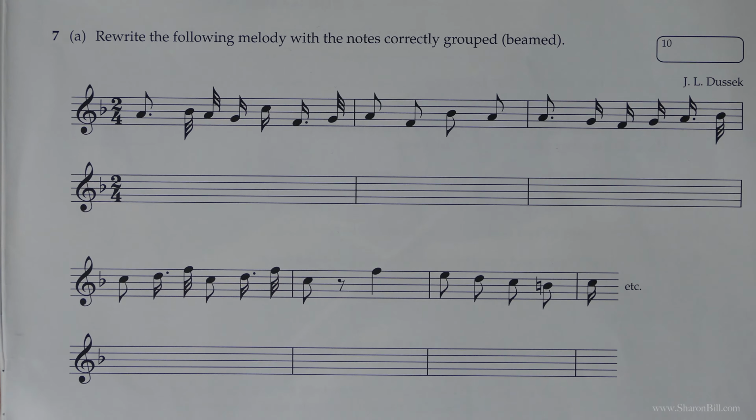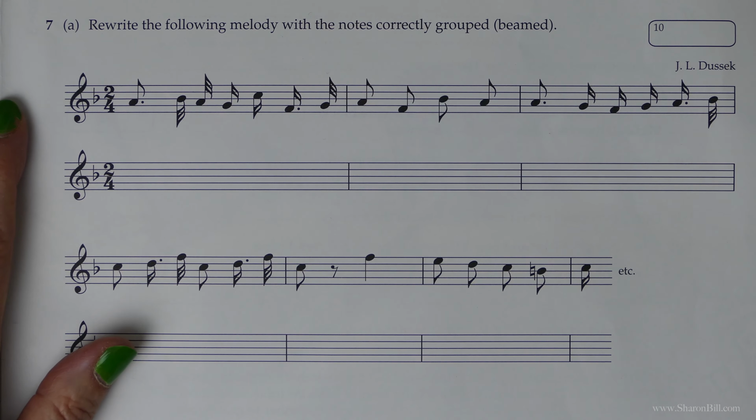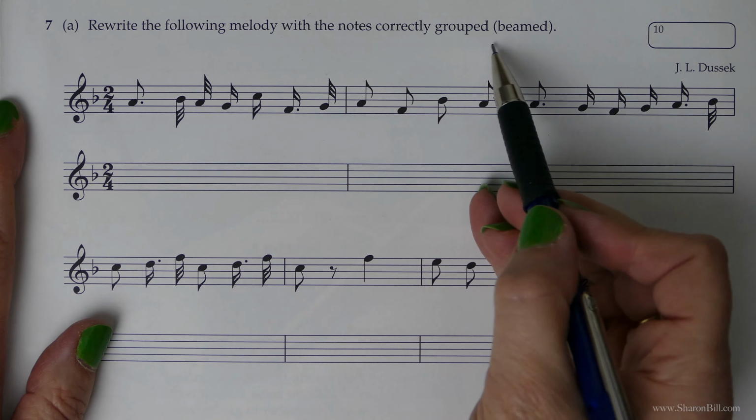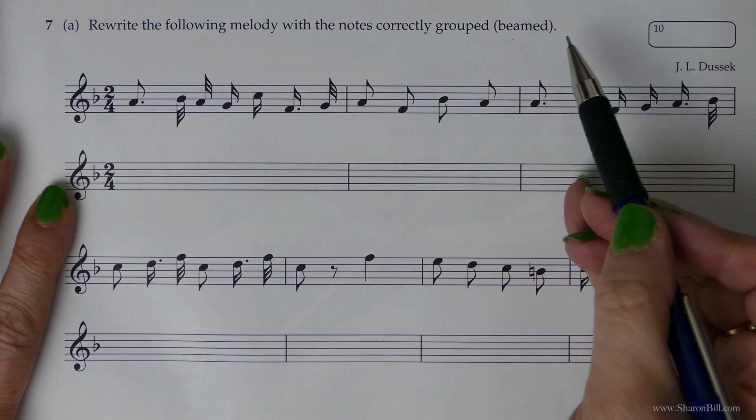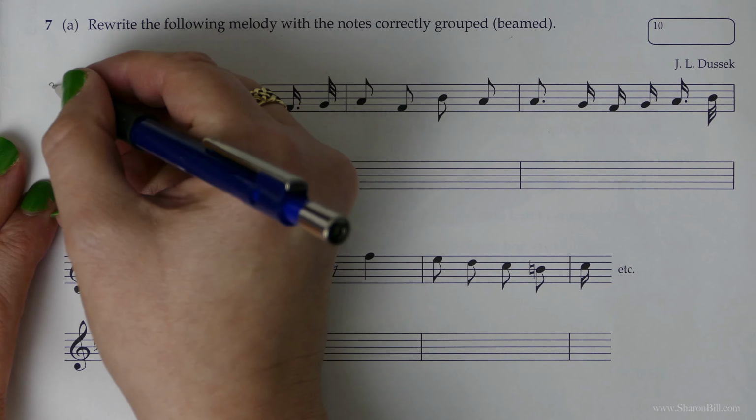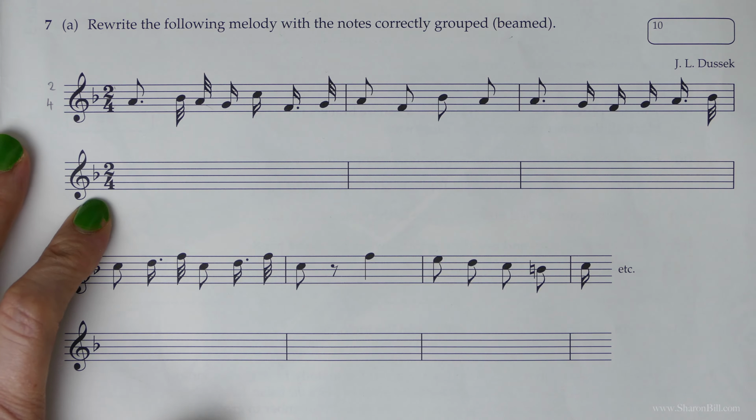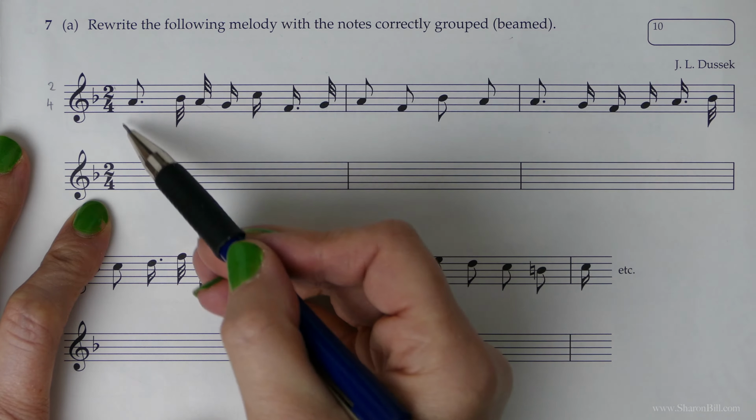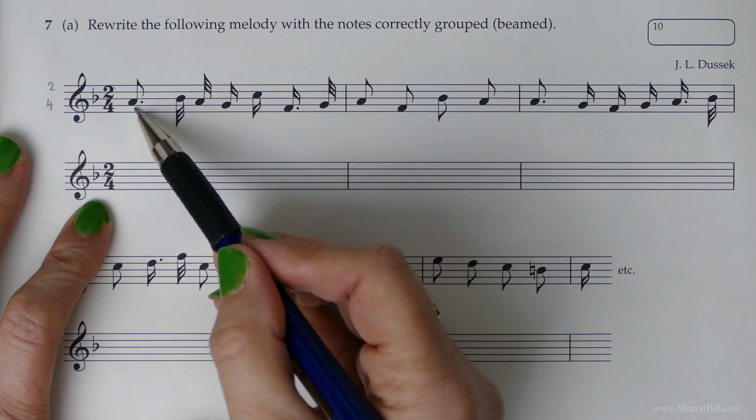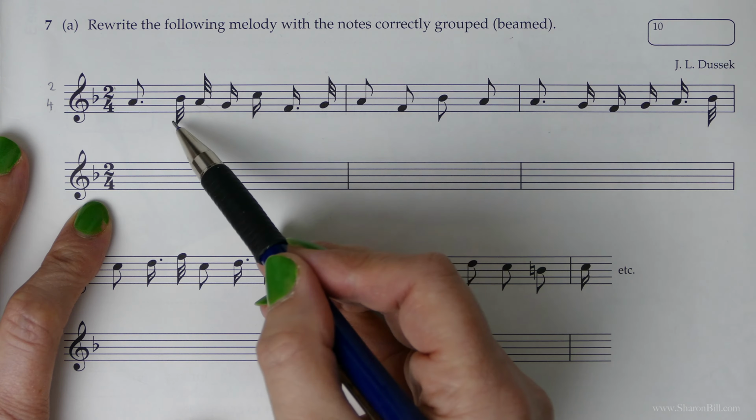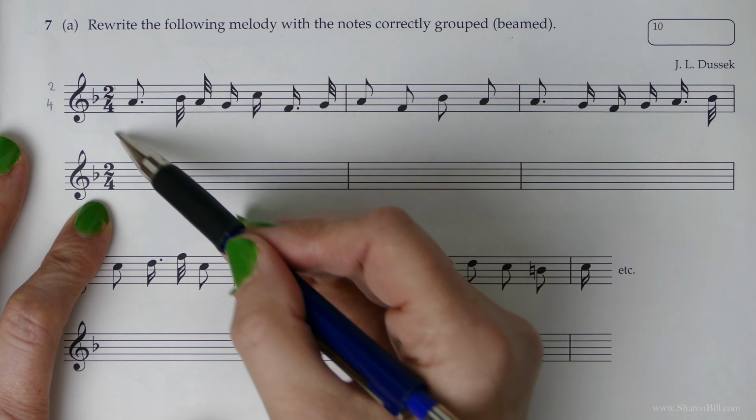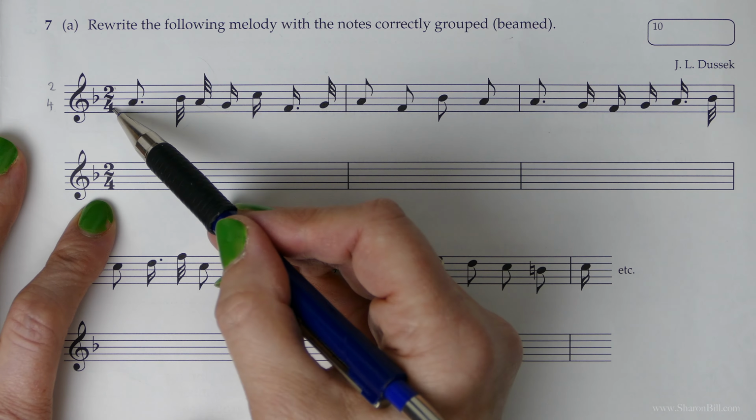Let's have a look at question 7. Now question 7 asks us to rewrite the following melody with the notes correctly grouped or beamed. And so we need to bear in mind what the key signature is. So we're in 2 crotchet beats per bar. And we need to group these notes, we need to beam them to show where each crotchet beat falls. When we've got a mixture of semiquavers, demi-semiquavers and so on, we need to always show where the crotchet beat or the quarter note falls. We need to show each individual beat.